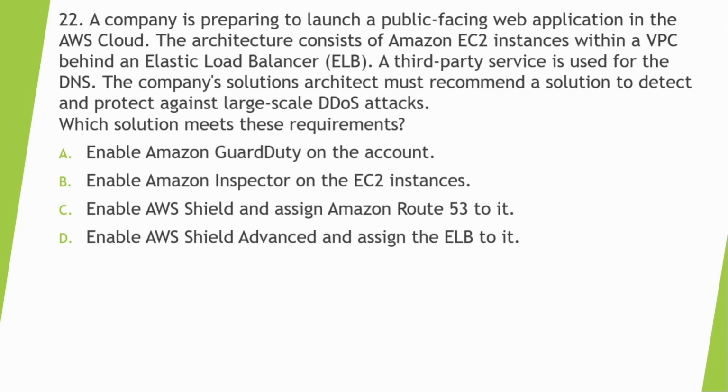A company is preparing to launch a public-facing web application in the AWS cloud. The architecture consists of EC2 instances within a VPC behind an ELB, Elastic Load Balancer. A third-party service is used for the DNS, third party, not Route 53. The company's solutions architect must recommend a solution to detect and protect against large-scale DDoS attacks. Which solution meets these requirements?